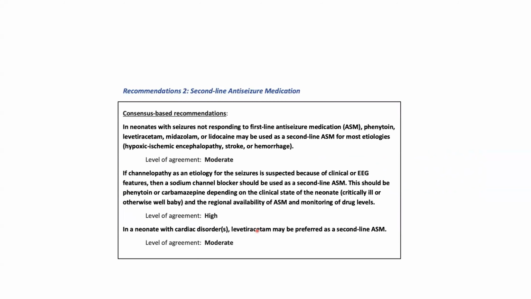The second recommendation is that for the second-line medication, there is a host of medications including phenytoin, levetiracetam, midazolam, or lidocaine. Either of these can be used as second line. There is no difference between each of them. If you suspect a channelopathy because of clinical or EEG features, then obviously you should use sodium channel blockers. If you had used something else initially, phenobarbital, then you should switch to a sodium channel blocker like phenytoin or carbamazepine, depending on the clinical state.